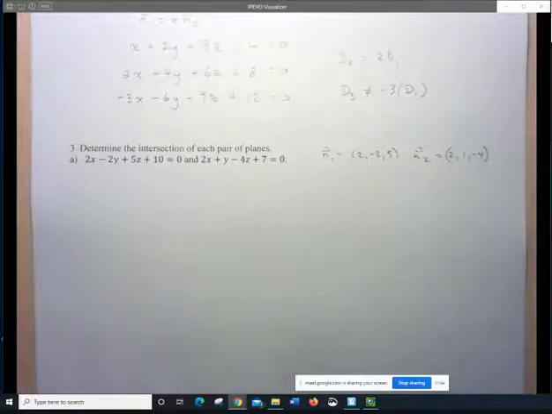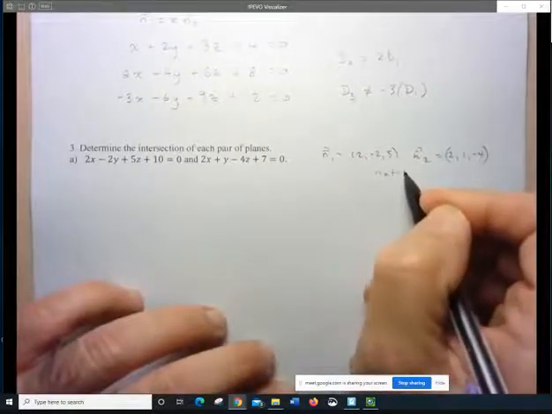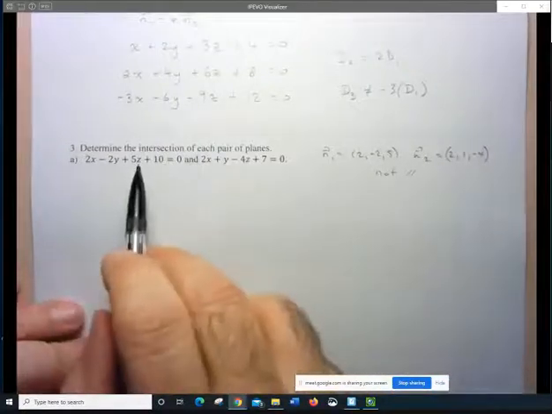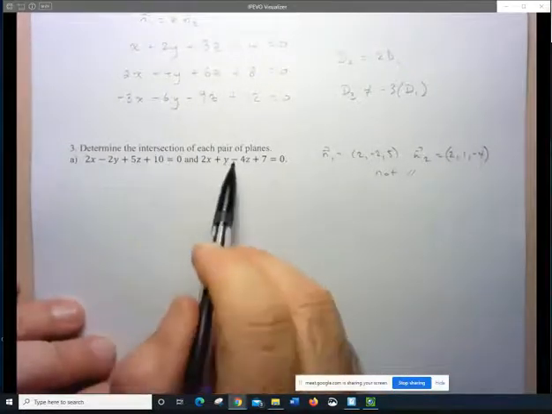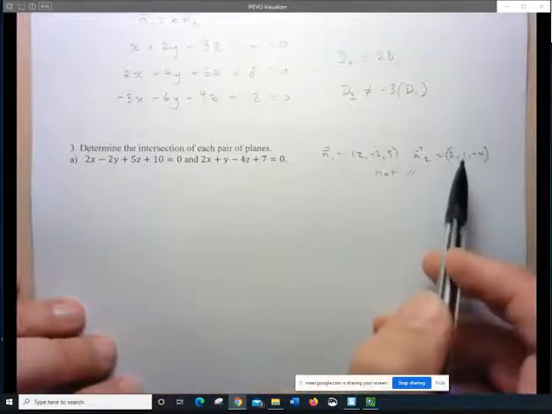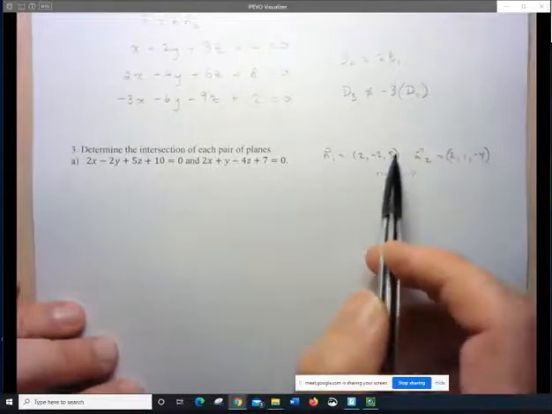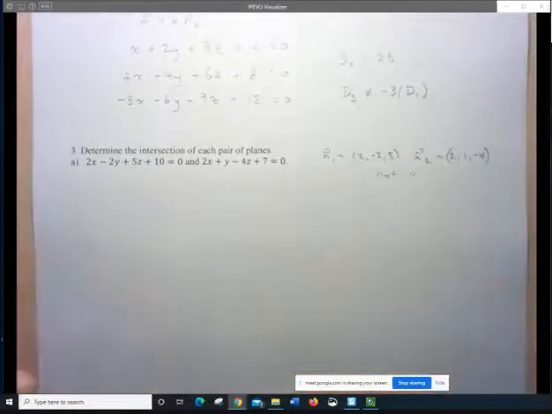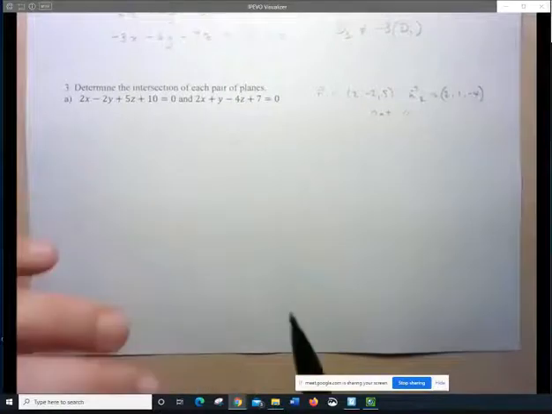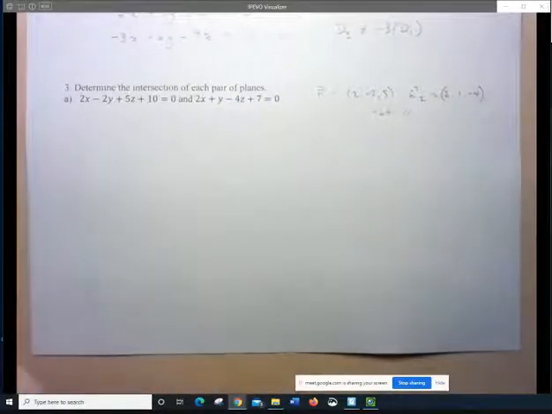Yeah, they're not parallel. Okay, so they're not parallel, which means I know I'm going to have a line of intersection. This could have been easily solved with very little work had they been parallel, but they're not. So now we have to think about how we are going to deal with the scenarios where the two planes are not parallel.